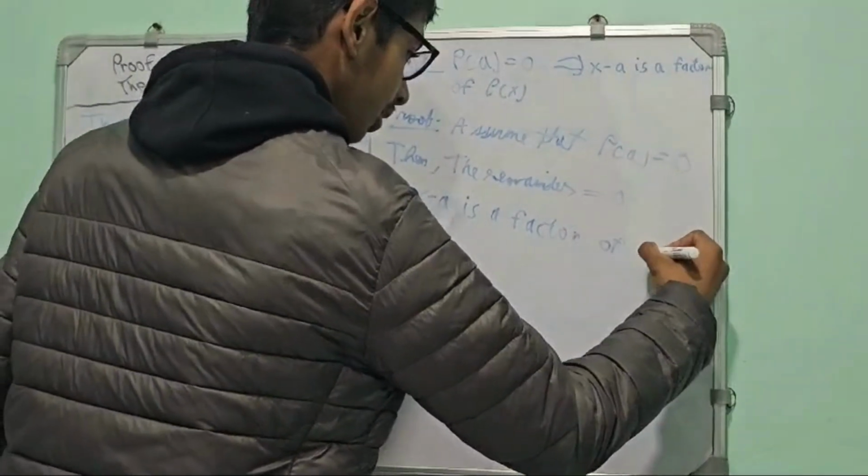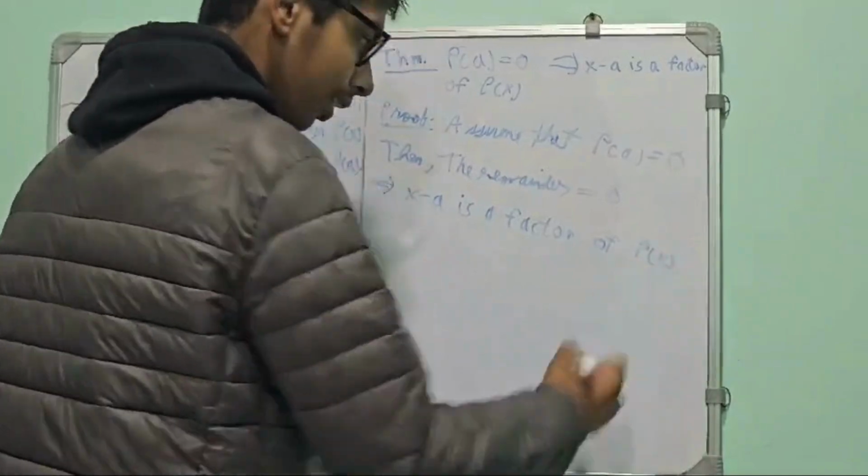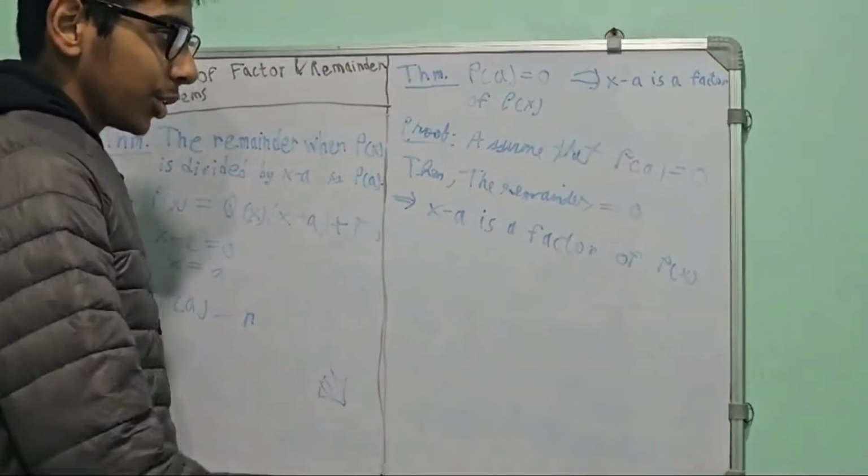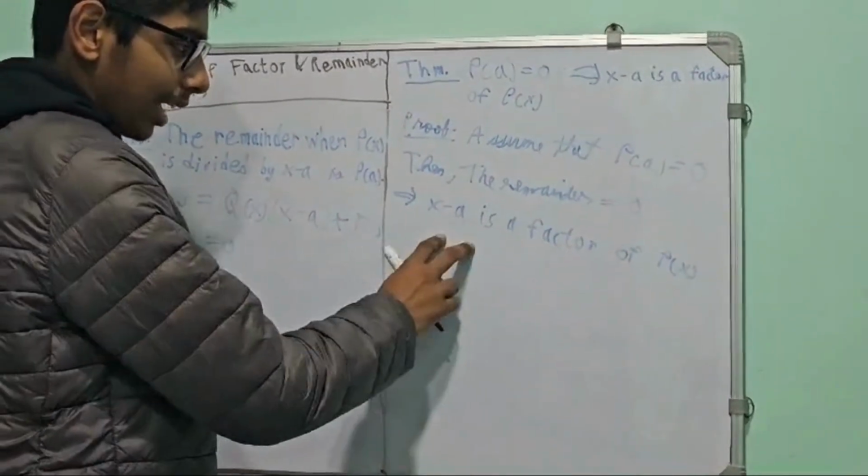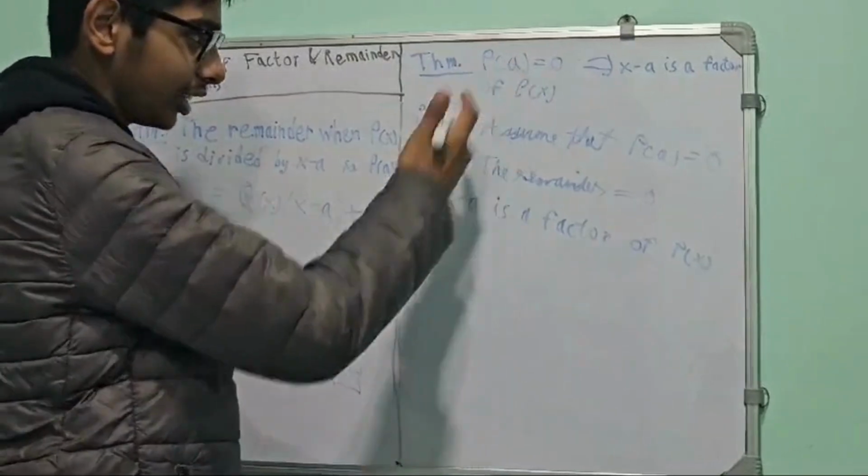So from this we can say that x minus a is a factor of p of x, and this concludes our proof. We have shown that if p of a is 0, then x minus a must be a factor, which was the condition of the theorem.